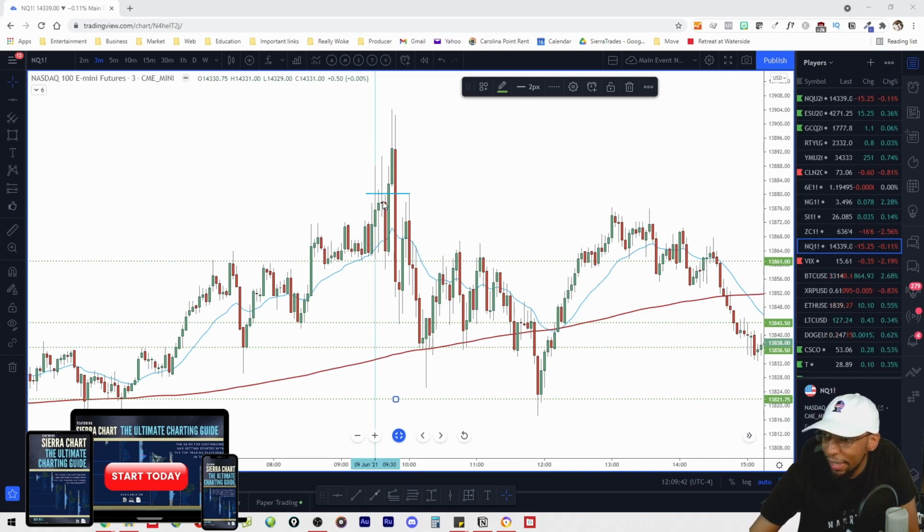So what do we need? We need a bar that's opposite of the current trend. The current trend is bullish, so we're looking for a bearish candle or a bearish bar, and we get that right here. We place our order above the high of that bearish candle, and that's where we take our entry.